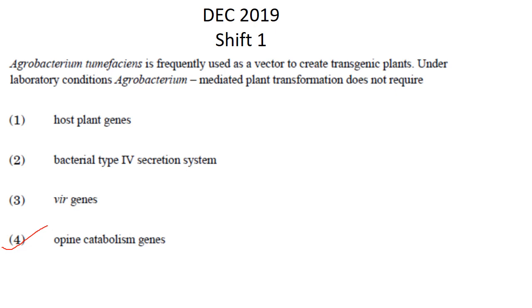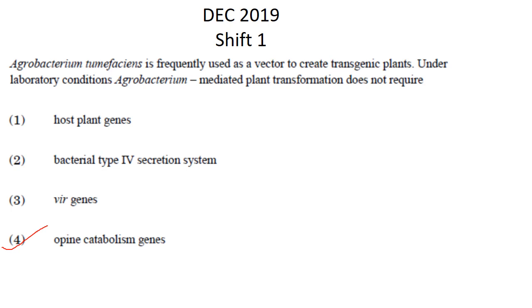Then next one. Agrobacterium, that is December 2019, shift 1. Not next year, next month. Okay, shift 1. So first question. Agrobacterium tumefaciens is frequently used as a vector to create transgenic plants.